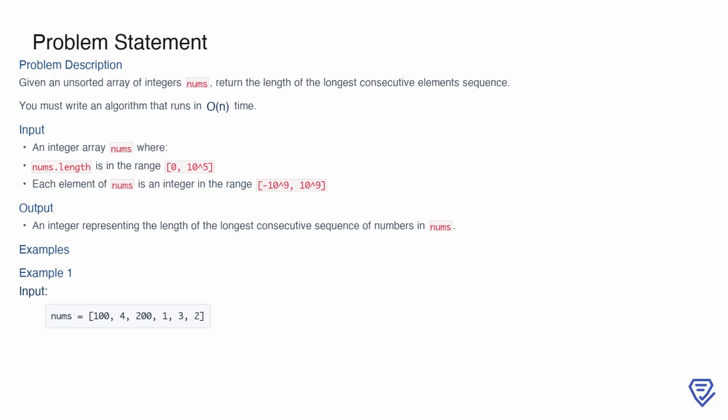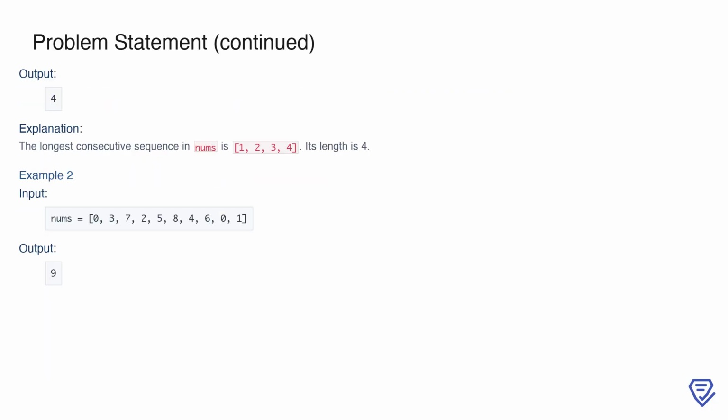The input array, nums, can have up to 100,000 elements, and each number can range between -1 billion and +1 billion. Your output should simply be the length of the longest consecutive sequence, as an integer. For instance, if we take the input nums equals 100, 4, 200, 1, 3, 2, the output would be 4. This is because the longest consecutive sequence in this array is 1, 2, 3, 4. Notice that these numbers may not appear consecutively in the original array, but they form a sequence when considered together.